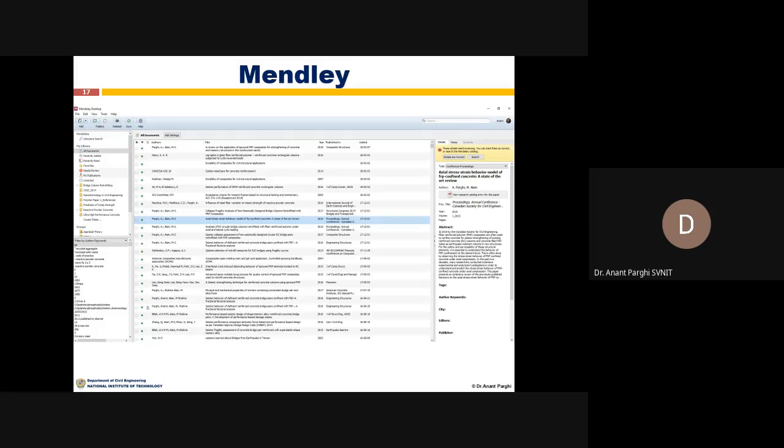The Mendeley software we'll be discussing in tomorrow's class, right? How to do the citation, each and everything. We'll demonstrate the complete software: where to get it, how to download it, how to write down the references. Each and everything we are going to discuss from tomorrow's class.